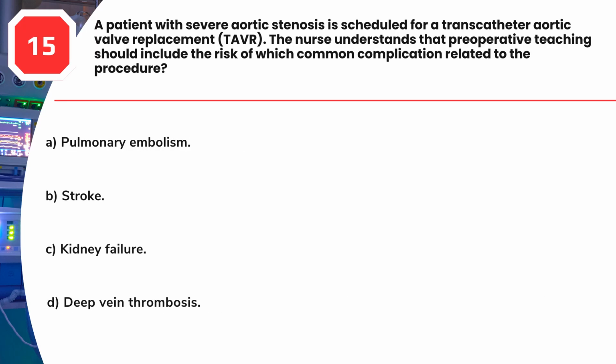Question 15. A patient with severe aortic stenosis is scheduled for a transcatheter aortic valve replacement (TAVR). The nurse understands that preoperative teaching should include the risk of which common complication related to the procedure? A. Pulmonary embolism. B. Stroke. C. Kidney failure. D. Deep vein thrombosis.